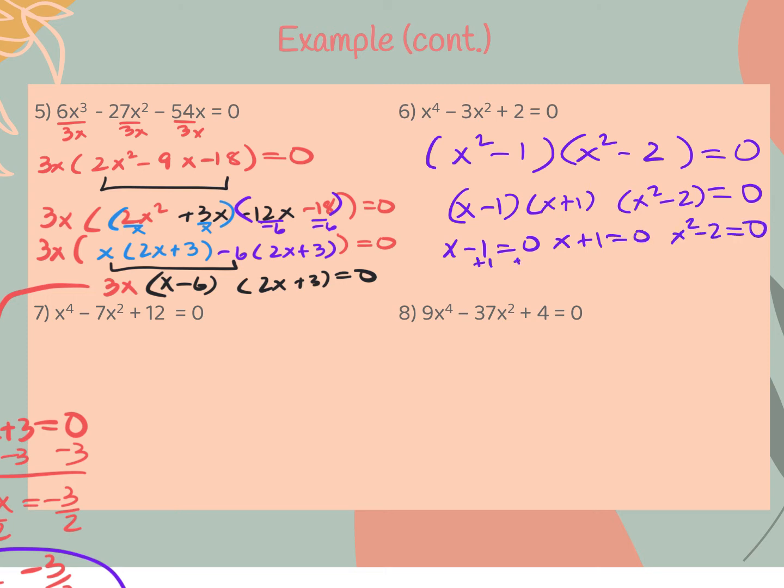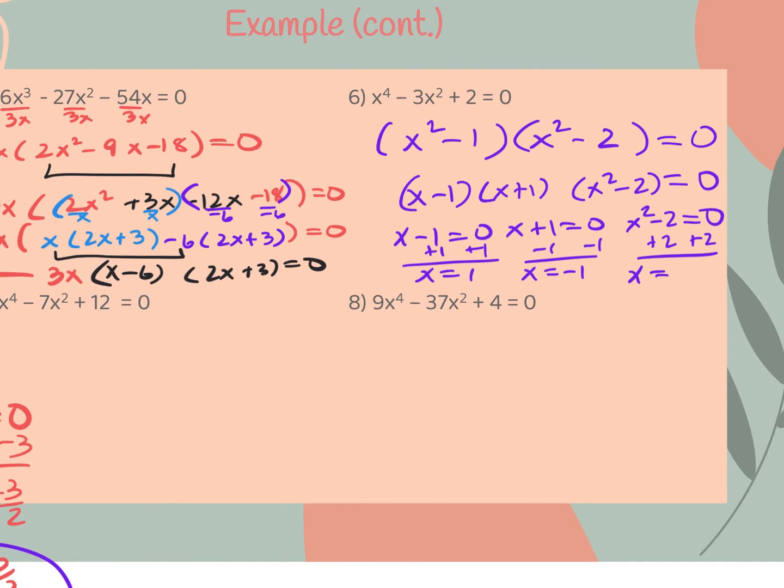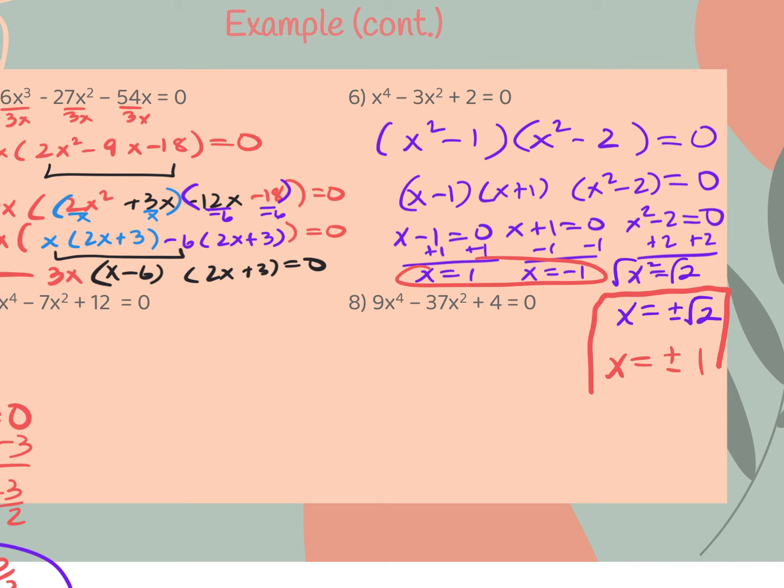So here I'm going to add 1. My first solution is 1. Subtract 1, negative 1. Add 2. X squared equals 2. Square root it. X equals plus and minus the square root of 2. Now WebAssign is going to make you separate them all with commas. On the test, if you wanted to just take these two and list them as x equals plus and minus 1, you could do that as well. So we have 4 solutions because notice my largest power at the beginning was an x to the 4th.